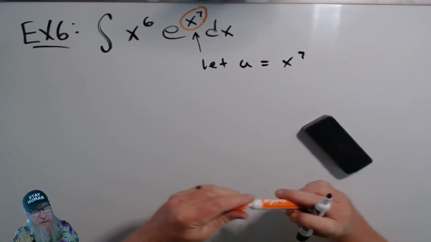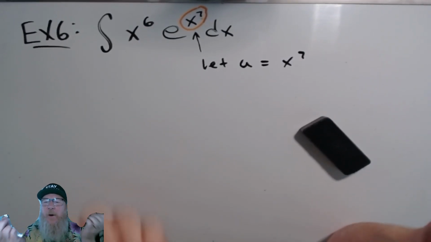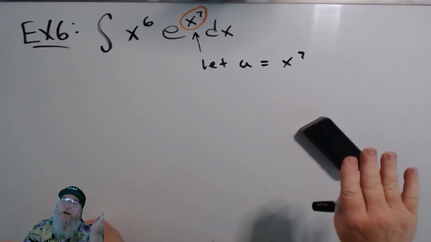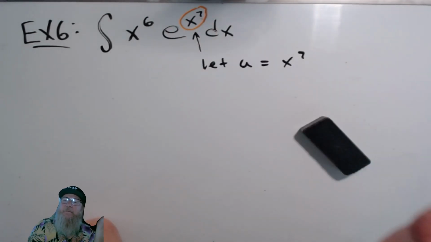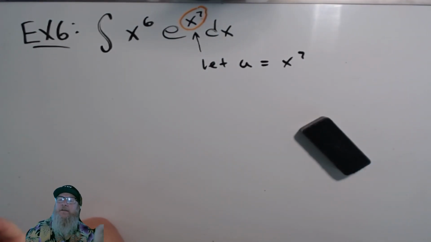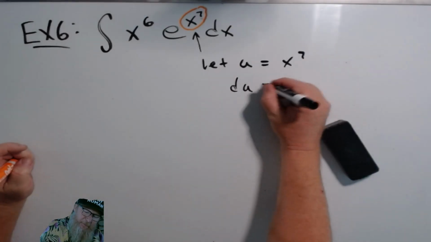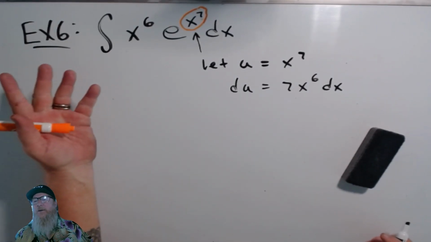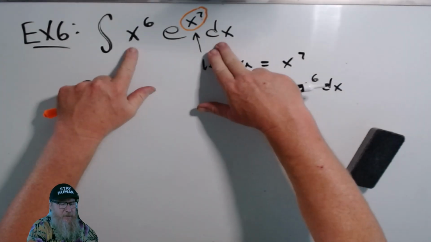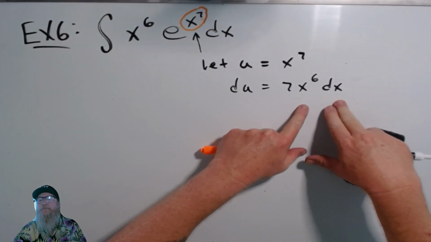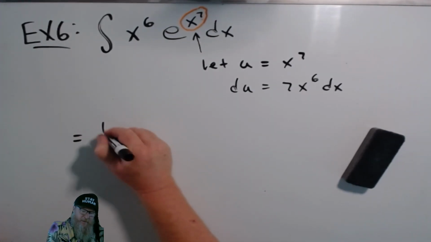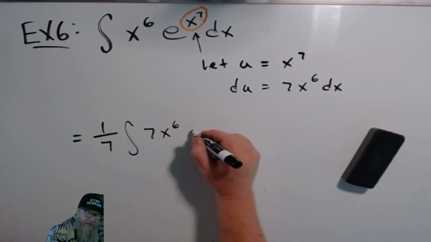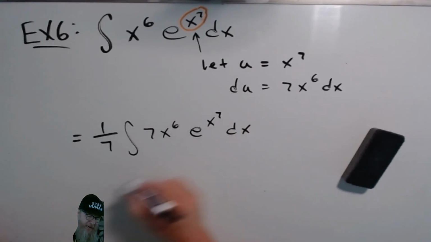U substitution requires that one of the two parts is the derivative of the other part. And you know how derivatives bring powers down. So if you've got two different exponents, it's going to be the larger one, because when you take the derivative, it's going to drop the power down to 6. So clearly this guy's got to be the du. Well, it's actually a combination of these two to make the du. And you're going to need the 7. So 1/7 times the integral of 7x to the 6th e to the x to the 7th dx.